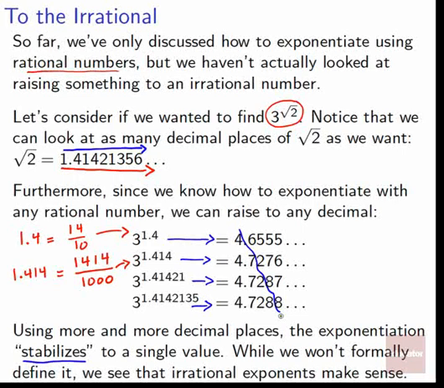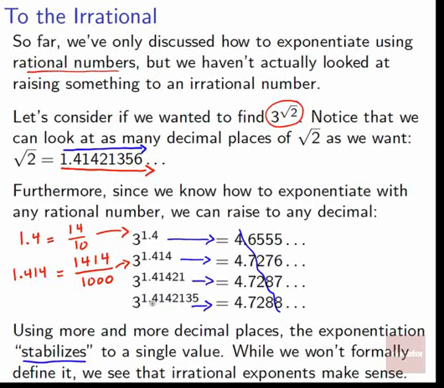So while we can't get the whole number all at once, it's going to wind up being irrational, so it's going to also have a decimal expansion that continues forever, constantly changing. But it is stabilizing to something. So we can get this idea that while we can't write it down on paper, because it would require an infinite amount of paper, the number does exist. And so we can get as many decimals as we need for whatever our use is. So we won't formally define this, but we see that irrational exponents make sense because we're stabilizing to some number.